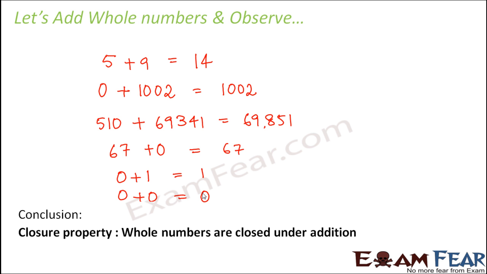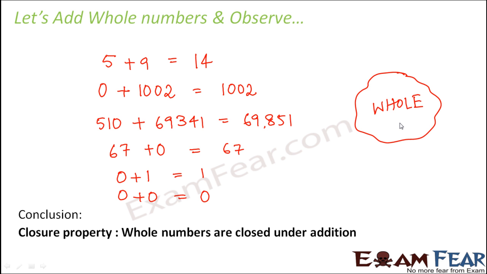What do we mean by closed? Let's say all the whole numbers form a community. So when they get added up, they stay within their community. They basically are closed within their community. So if this is the community of whole numbers, when they are added amongst themselves, they still are whole numbers. So they are still closed within their community. That is what is meant by closure property. Now this closure property is true for addition, because when we add whole numbers, we get whole numbers.